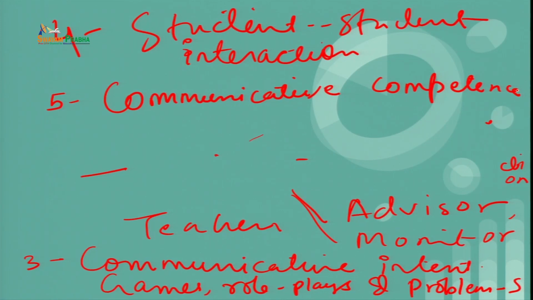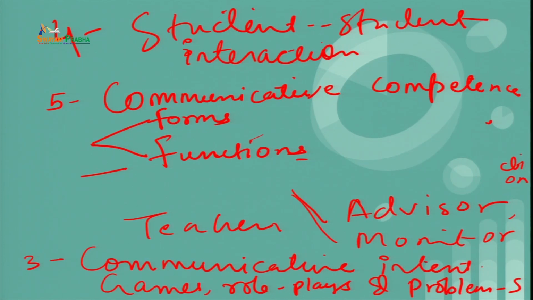Another aspect of communicative competence is the knowledge of forms and functions. As we have seen in the lesson, a variety of forms can be used to perform a single function, right? Like one sentence could be used in different ways. So linguistic forms are important, but at the same time, what role it is playing and how it is being delivered, that is also a part of the communicative language teaching methodology.